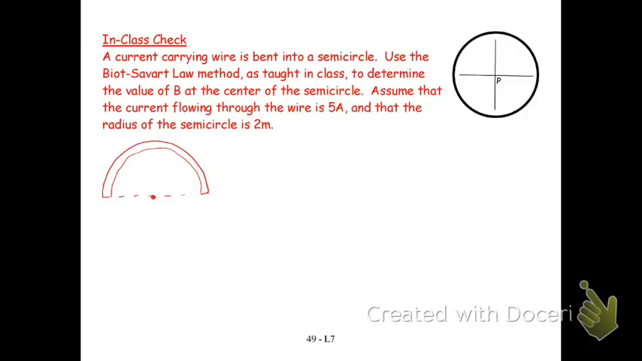Let's have a look. Determine the value of B at the center of a semicircle. Assume that the current flowing through the wire, so let's have I is equal to 5 amps, and let's have the radius r is equal to 2 meters. Okay. Let's pick a little ds, and let's pick an r hat. And there's an r.